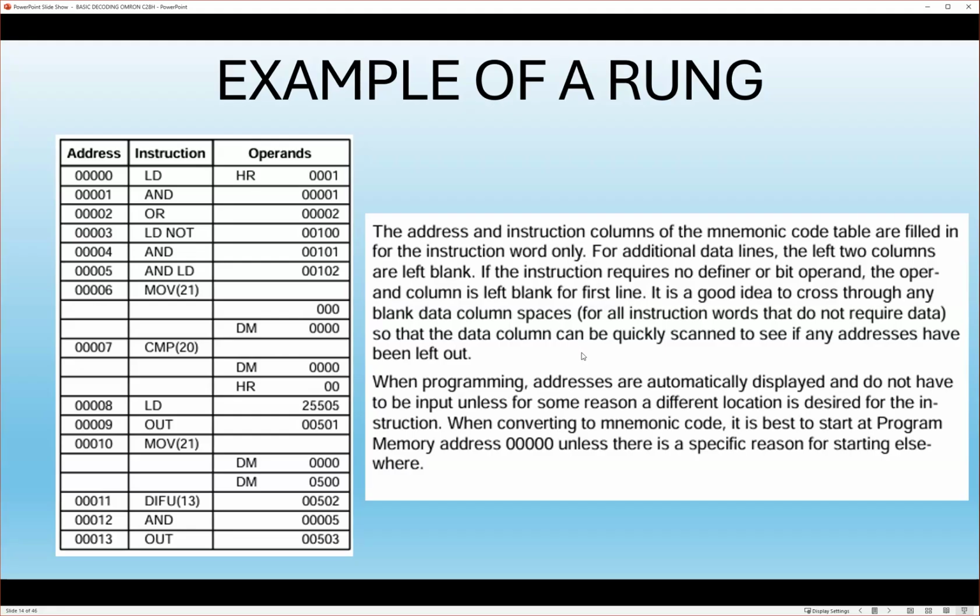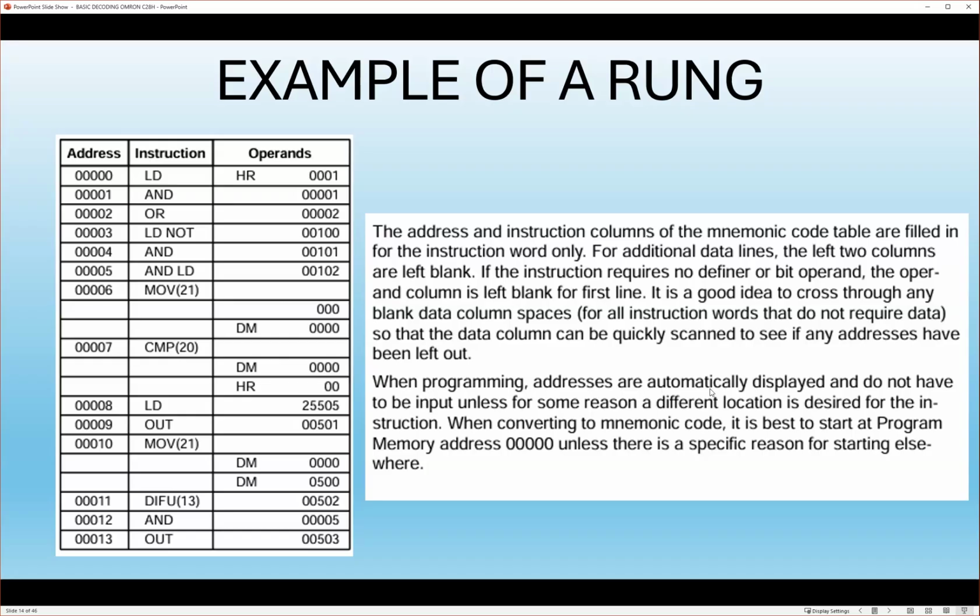The address and instruction columns of the mnemonic code table are filled in for the instruction word only. For additional data lines, the left 2 columns are left blank. If the instruction requires no definer or bit operand, the operand column is left blank for the first line. It's a good idea to cross through any blank data column spaces. So we'll leave those spaces in there if they require data so that the data column can quickly be scanned to see if any addresses have been left out.